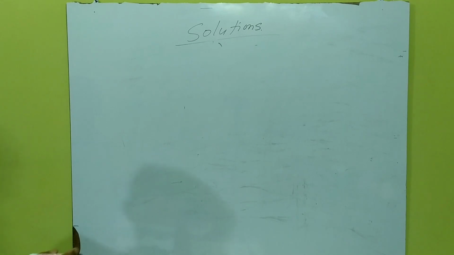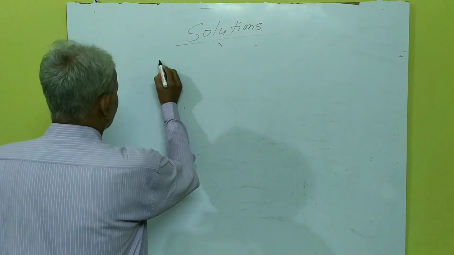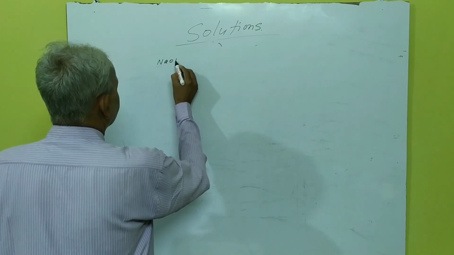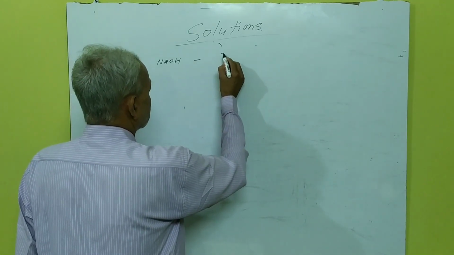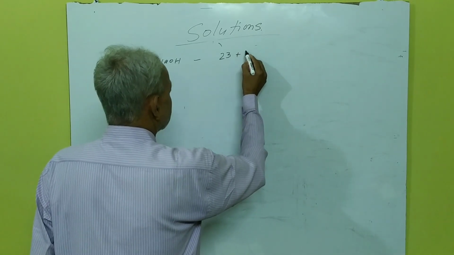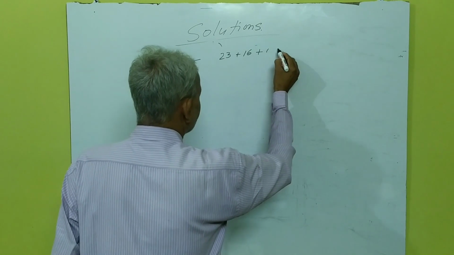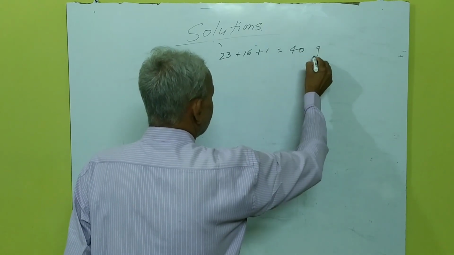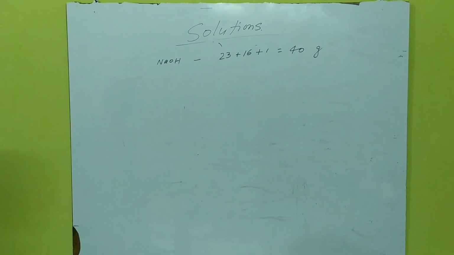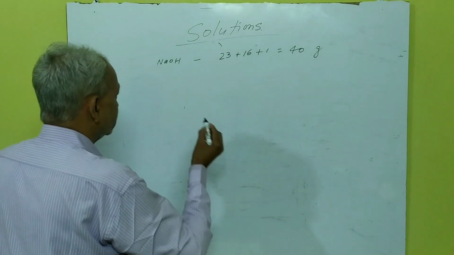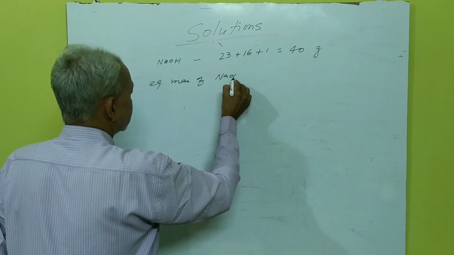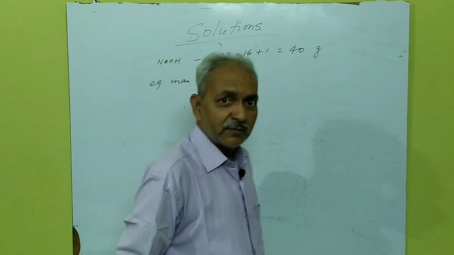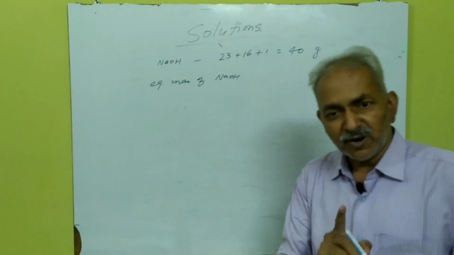So let's suppose I am writing an example here. Just before, I wrote how to calculate the molecular mass of sodium hydroxide. The atomic mass of sodium is 23, of oxygen 16, of hydrogen 1, so it is 40 u, or 40 gram, whatever the case may be. So 40 gram is the molar mass of sodium hydroxide. If I ask you to calculate the equivalent mass of sodium hydroxide, what do we have to do?